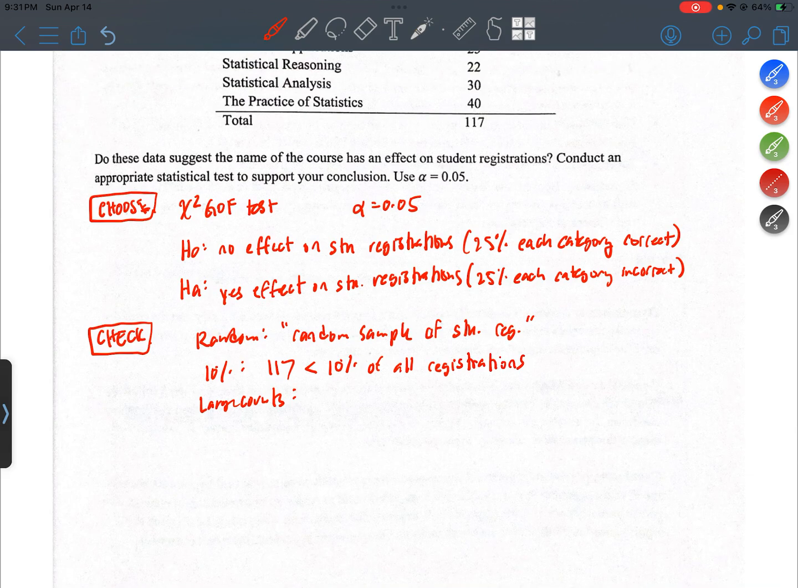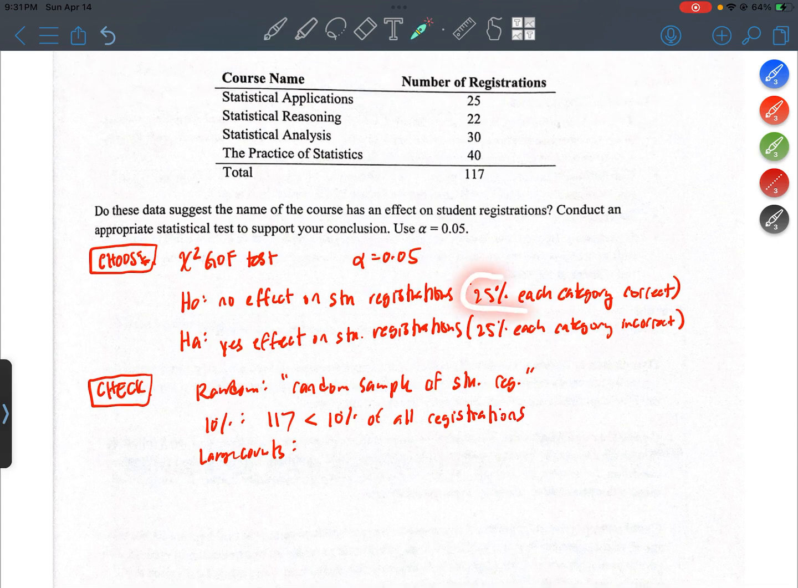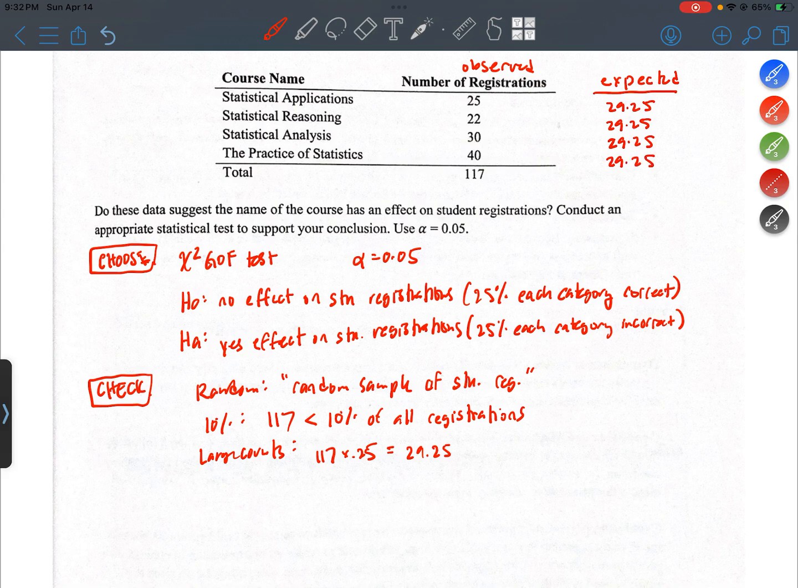Now the large counts. Here we want to make sure that all the expected values are at least 5. If the null hypothesis were correct, we would expect 25% of the total number to be in each category. So let's do 117 times 0.25 to get our expected count. That's 29.25, and this would be the same for all 4 categories. So these are the observed counts here, and then let's make another column with expected counts, and each one would be 29.25. That's clearly bigger than 5.